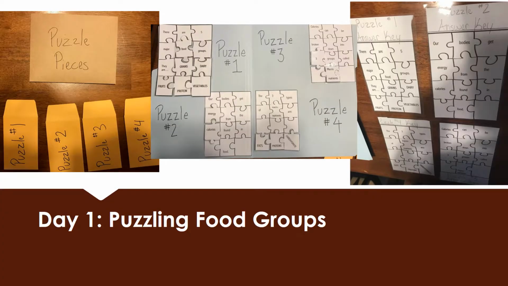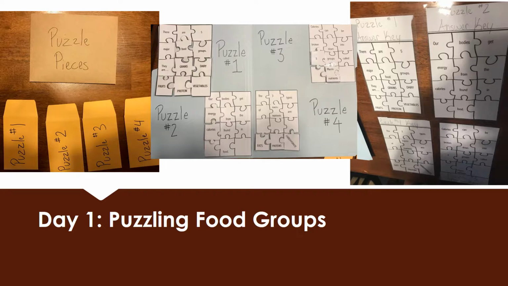The picture on the left shows the different envelopes that the pieces would be found in, whether it's just regular pieces or the 4 different modified envelopes. And then the picture in the center shows what the file folder game looks like once completed and once all the pieces are in the right place.